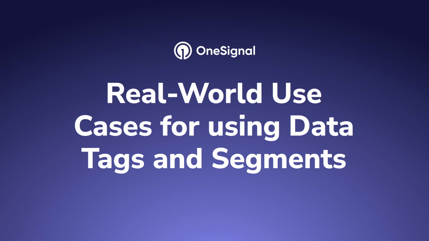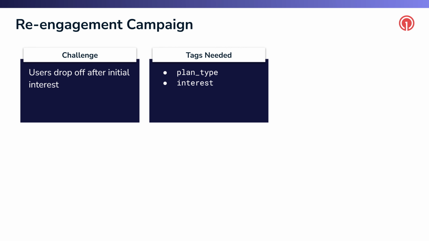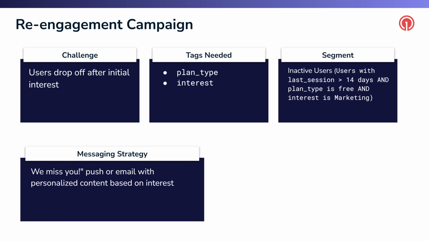Let's bring this all together with some real world examples, re-engagement campaigns. Perhaps one of your users has signed up, they've shown some interest, and then they dropped off. We can create tags such as their plan type and their interest, and we can use these tags to create a segment for inactive users, combining that with OneSignal filters for their last session. And within that, we can use the plan type and their interest to send them a push or email with content that they care about.